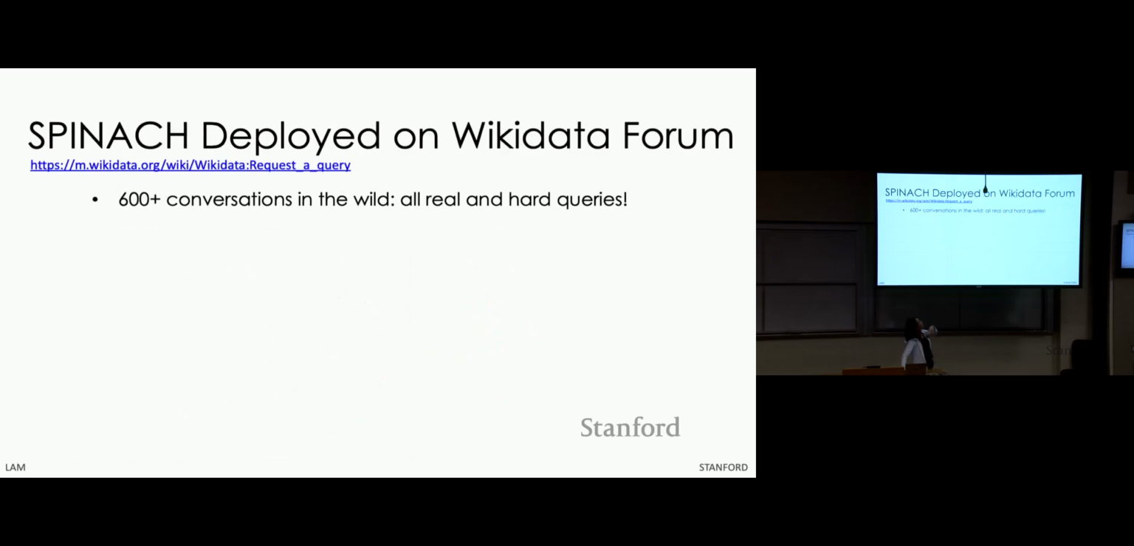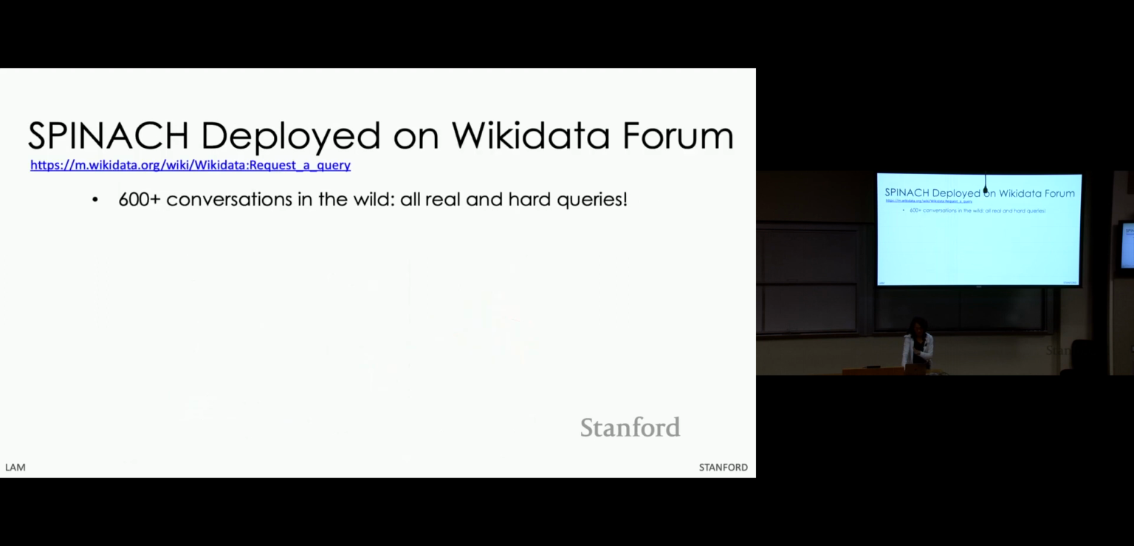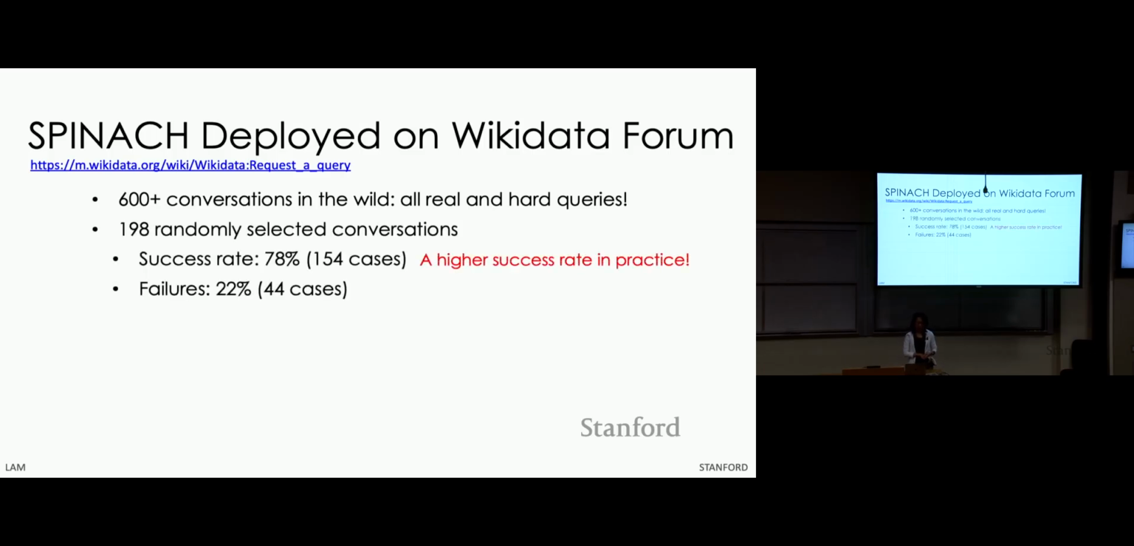And so that's the end of this experiment. What does it mean in real life? Okay. So it is deployed on the Wikidata forum, as we discussed, with 600 plus conversations in the wild at this point. And they're all real and very hard queries. We can only handle so much manual evaluation. We picked almost 200 examples, and we discovered the success rate is at 78%. Which is a lot better than the 40% or 50% that we were looking at.